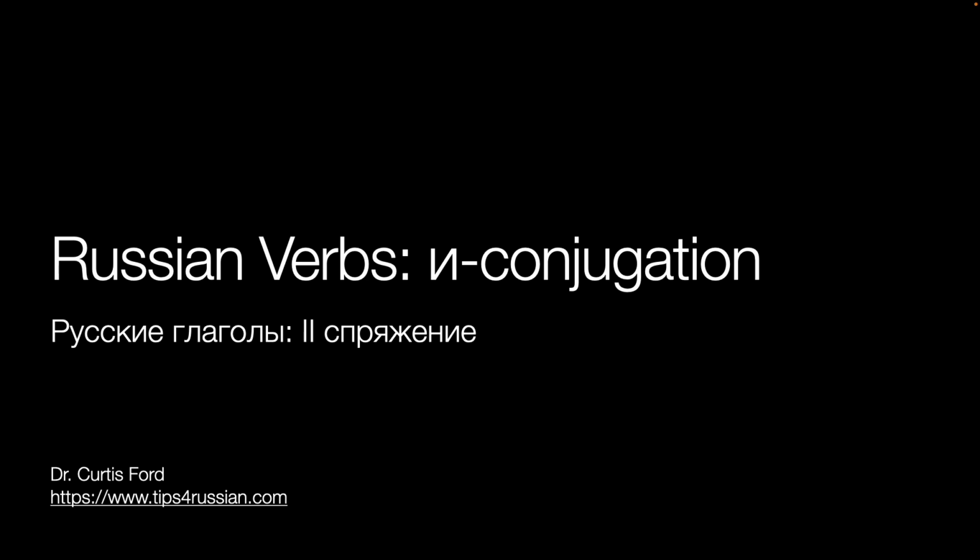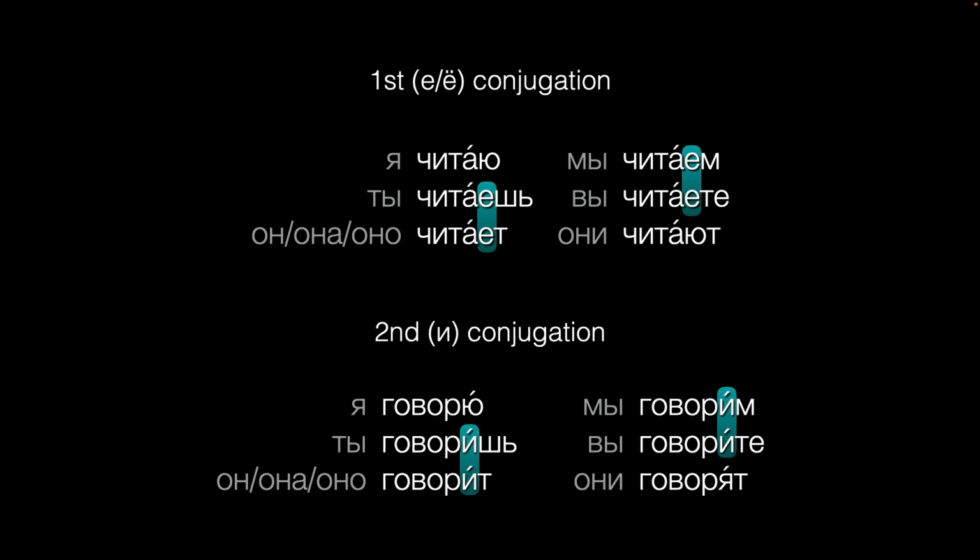In an earlier video, we talked about how Russian verbs have two conjugations, the е-ё, or first conjugation, and the и conjugation, or second conjugation. Let's take a closer look at the и conjugation now. One of the first of these verbs you might learn is говорить.